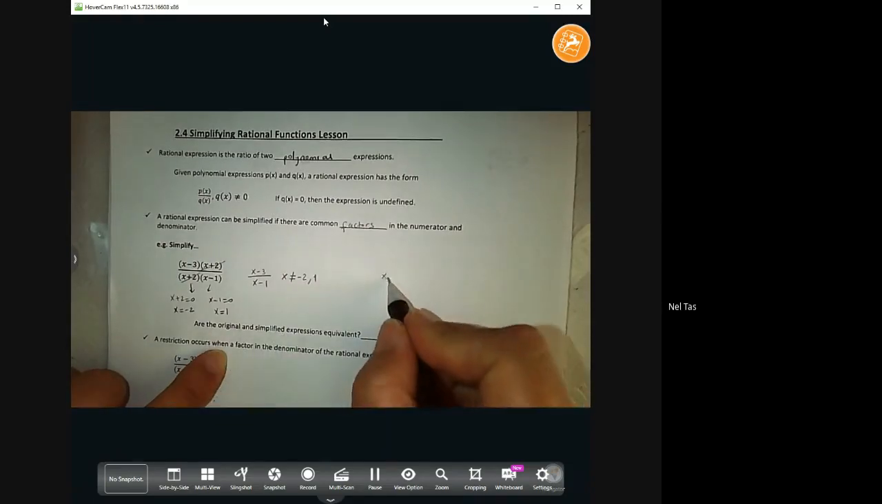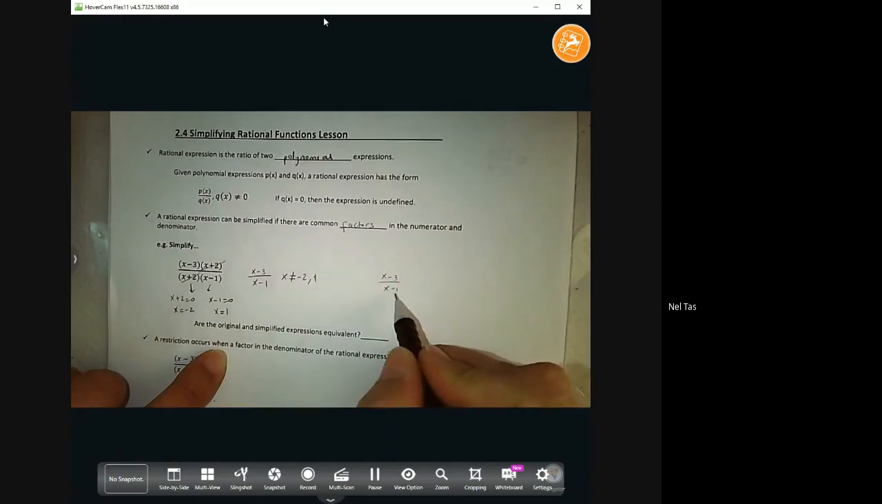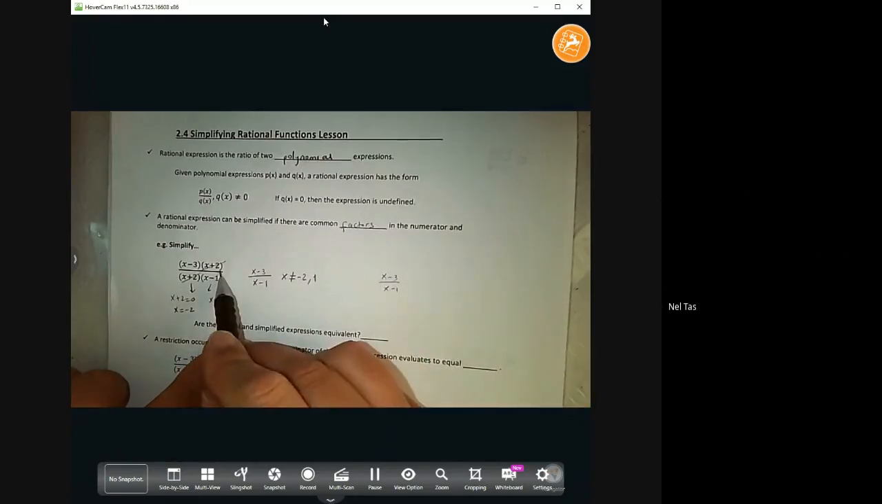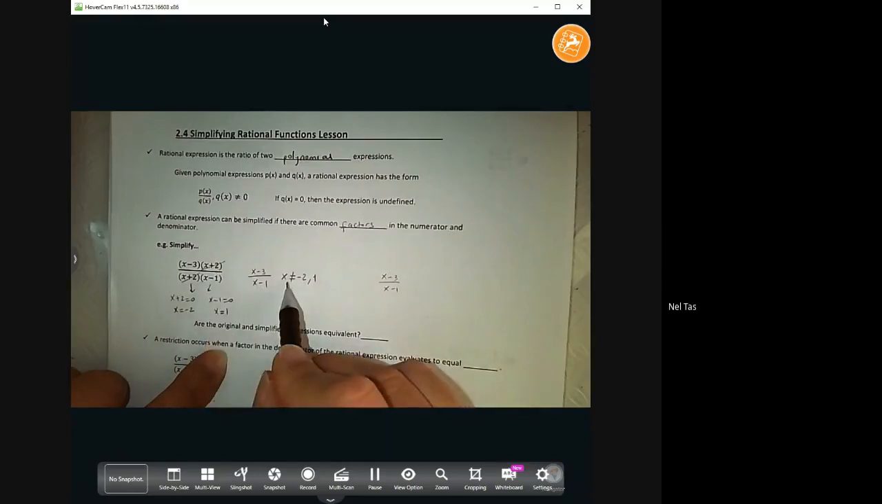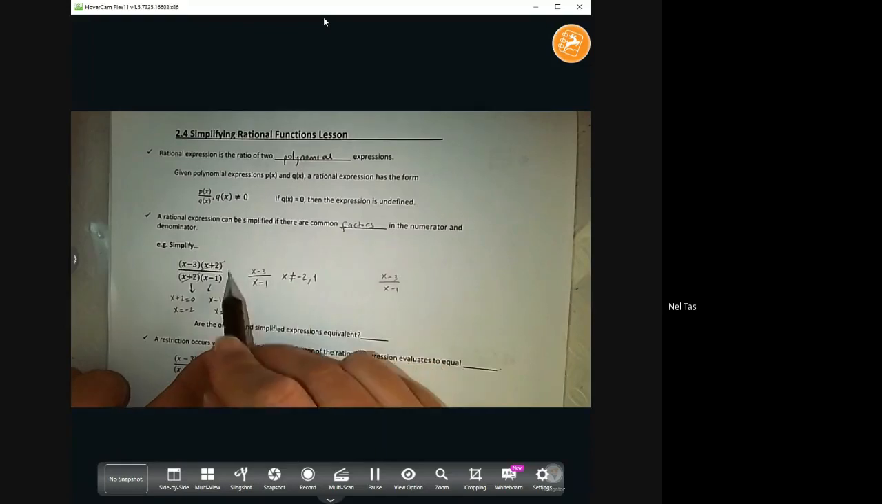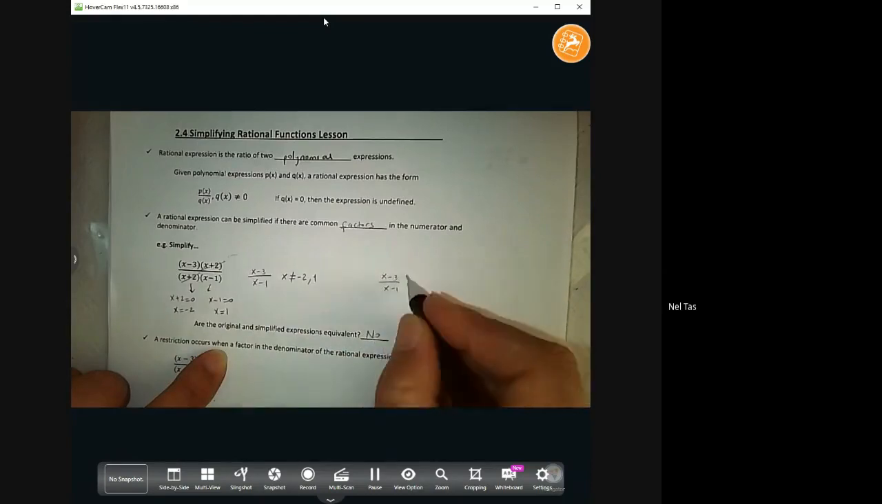Okay. So then it is asking, are the original and simplified expressions equivalent? If you just say x minus 3 over x minus 1 as a simplified form of this, they are not equal. Okay, make sure to state the restrictions so that you can use a simplified form of this. So no, if you write it like this, these two are not equal. So when you simplify, if you state the restrictions, then that is fine.